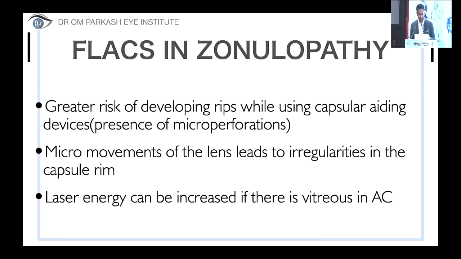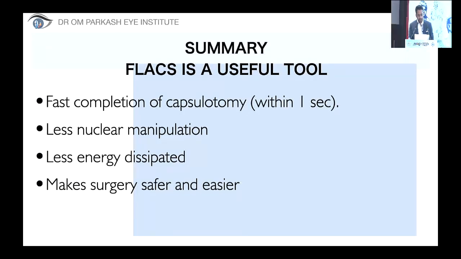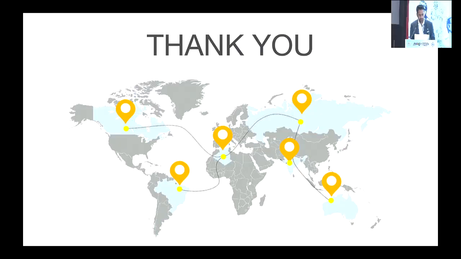You have to be very careful, as if you use a capsular aiding device, at times you can have an anterior capsular tear. Then micro movements of the lens often lead to irregularities in the capsular rim, and laser energy can be increased if there is vitreous in the AC. So in summary, FLACS is a very useful tool, as it helps you in a fast completion of capsulotomy, that is within 1 second, less nuclear manipulation, less energy dissipated, and it makes surgery safer and easier. Thank you so much.